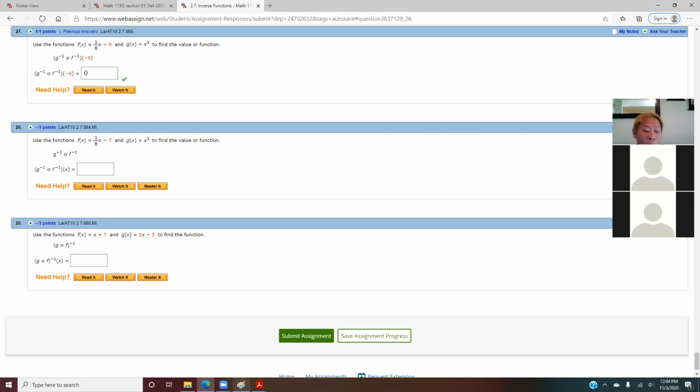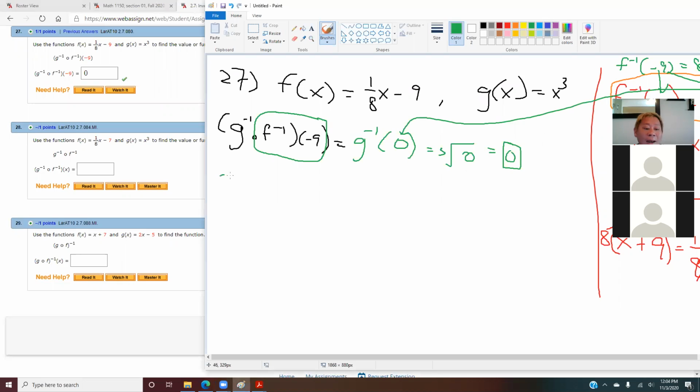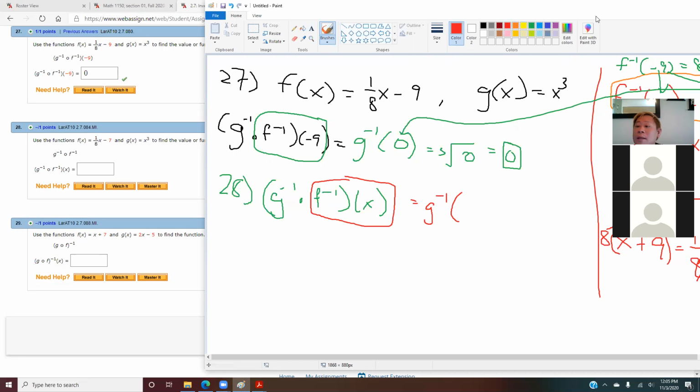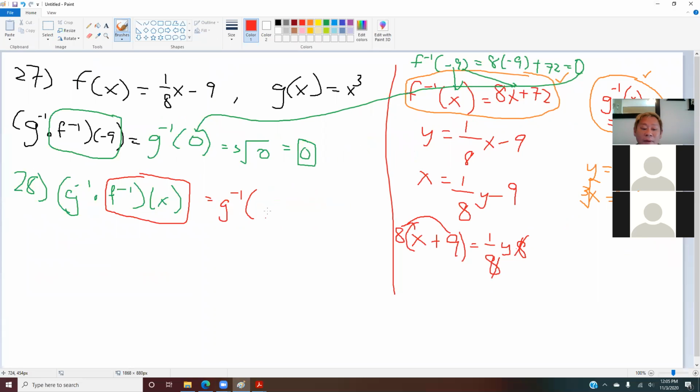x. So what is going on if I want to do question 28, but I'm still going to use this number. Okay, I'm still going to use this function, the 8x minus 9 and x cubed. And for 28, you are doing the G inverse of F inverse of x. So what is going on in this case is you have to do the inverse of F of x first, which we know is going to be this one. We just did it. 8x plus 72.